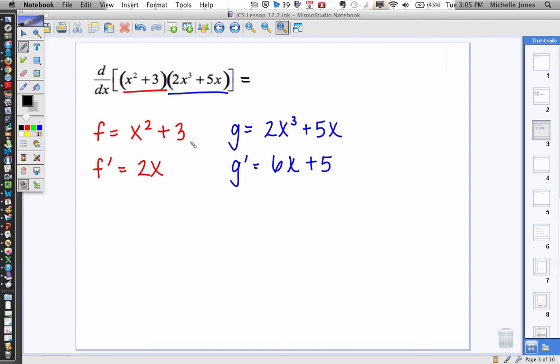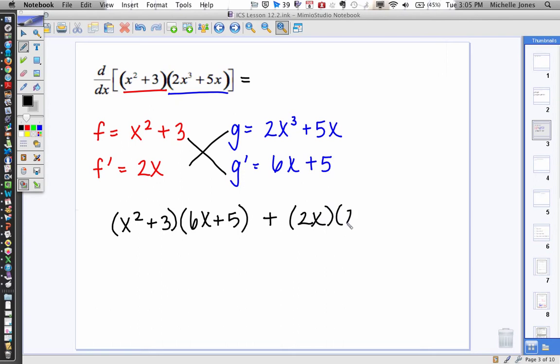So we're going to do that by multiplying these together, f times g prime. So you get x squared plus 3. We're going to multiply that by 6x plus 5. And then you add your second part, multiply together. So f prime times g. This will give you the derivative of that function. So if you were to FOIL this all out and then simplify this, you would get the same answer. You don't have to simplify this. I'm just looking that you can set it up for now.